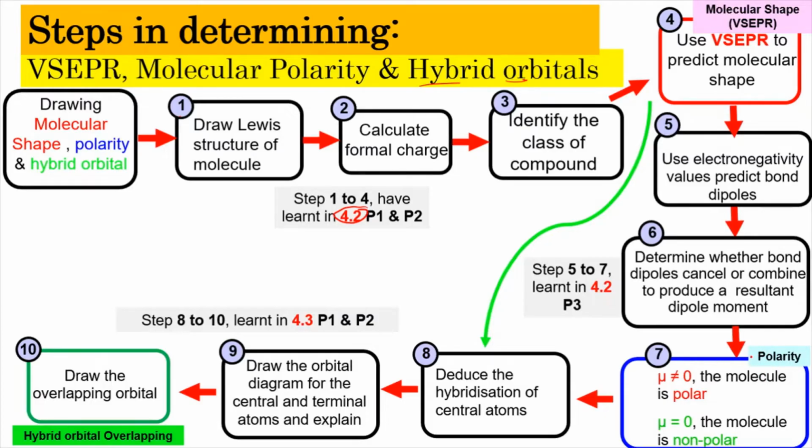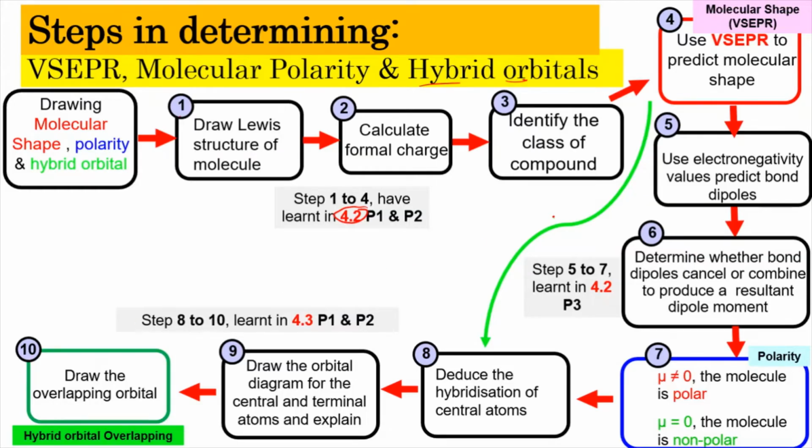And from here, you can continue from step 1 to 7 in order to deduce the hybridization of the central atom, and then draw the orbital diagram to explain what is happening in the hybridization process. And then last but not least, you can draw the hybrid orbital overlapping. So you can do step number 1 to step number 10 after you watch this video.